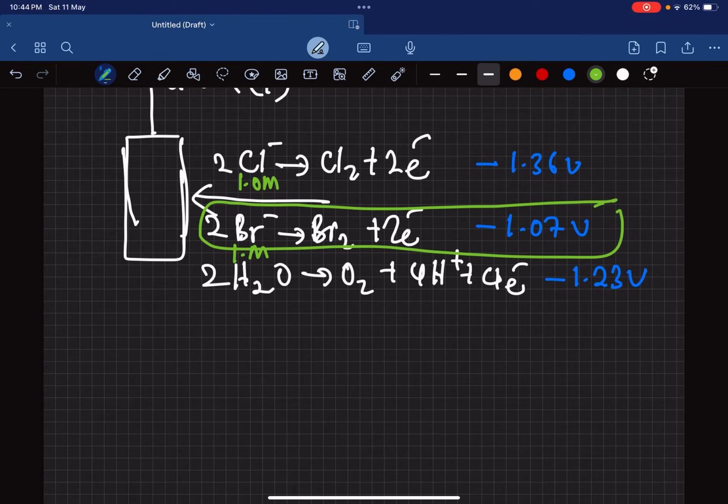That's it. So what you will see at the electrode is bromine being produced. Of course you cannot see bromine, so what you will see is a reddish brown liquid being formed around here. So we always choose the most positive. Please remember, I'm not going to repeat this again.